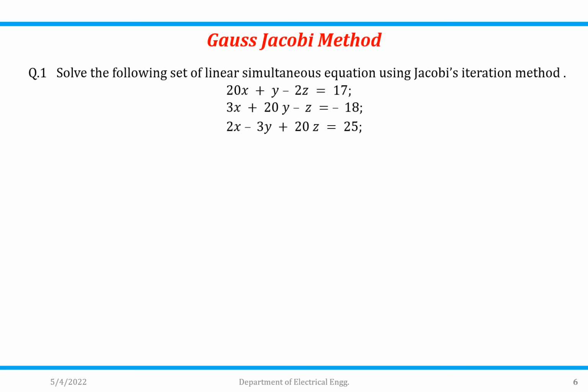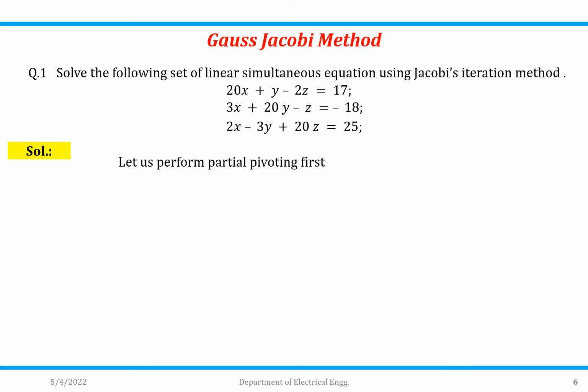Gauss Jacobi method. We'll solve one problem. Solve the following set of linear simultaneous equations using Jacobi's iteration method. The equations are given as 20x plus y minus 2z equal to 17, 3x plus 20y minus z equal to minus 18, and 2x minus 3y plus 20z equal to 25.